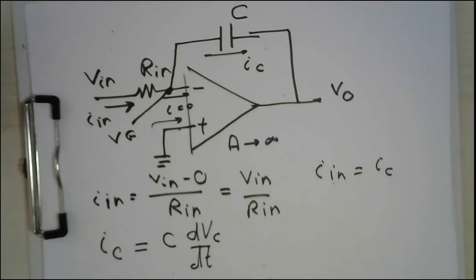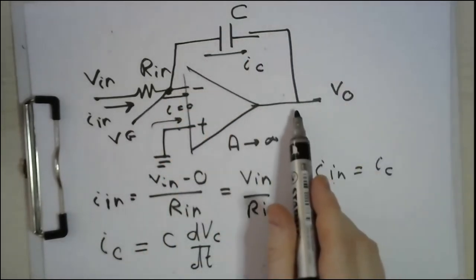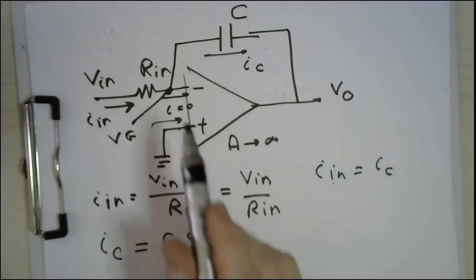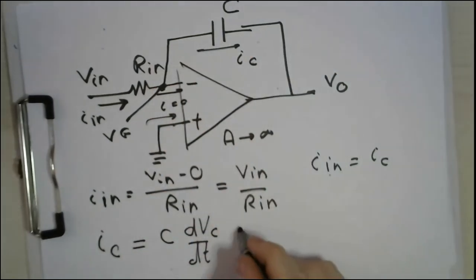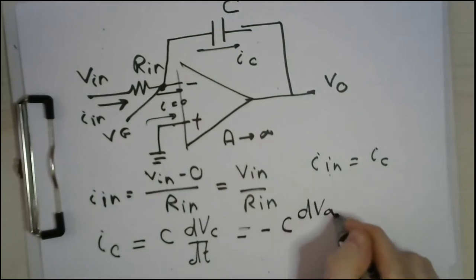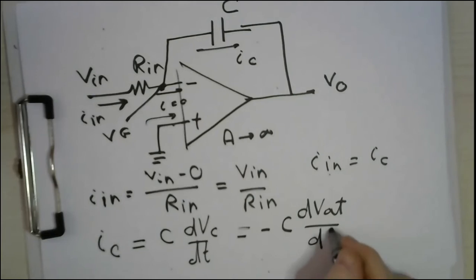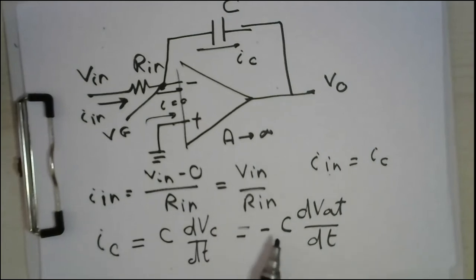What is the voltage drop on the capacitor? It's 0 minus V out. This is the voltage drop on the capacitor. So basically the current is minus C dV out by dt. So you have the first current equal to V in over Rn, and the second current equal to minus C dV out by dt.